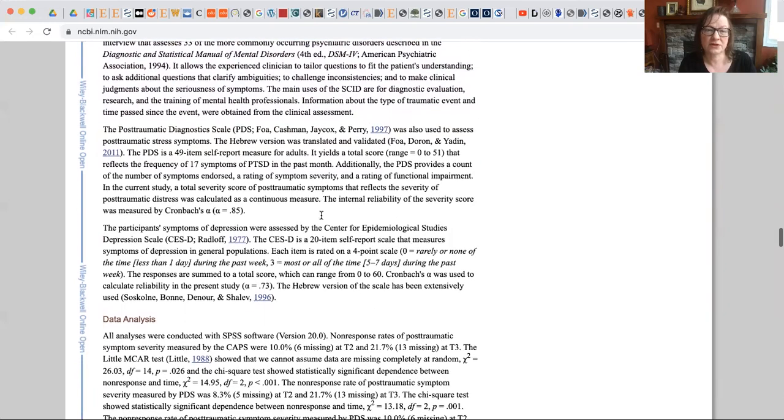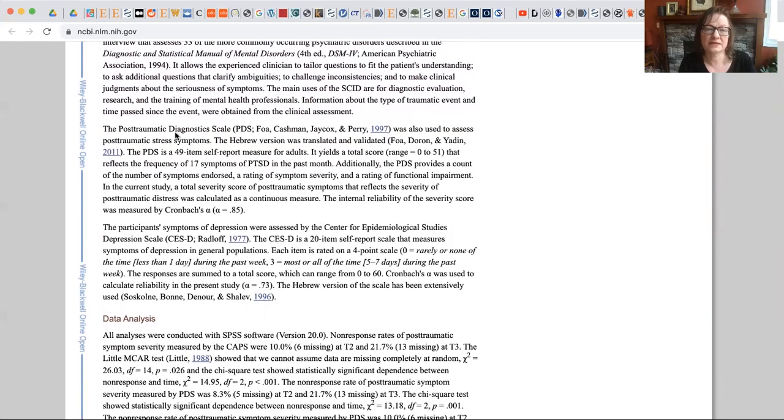Same thing down here, the post-traumatic diagnostic scale, the PDS. Same thing, lots of information, right? And then lastly, we're looking at depression, lots of information about the scale that they're using. This is what I want from you. Look at the depth of information, find that information for your scale. It can't be very hard because your scales are in the literature. And then put it in your own words.